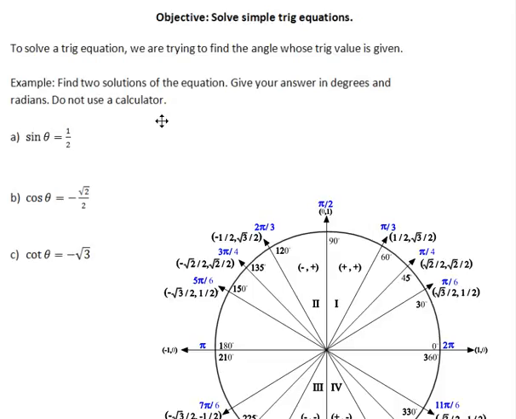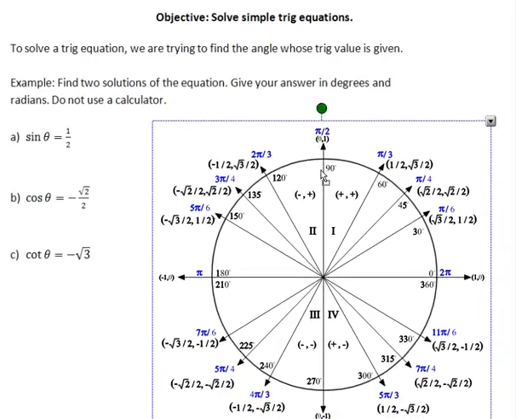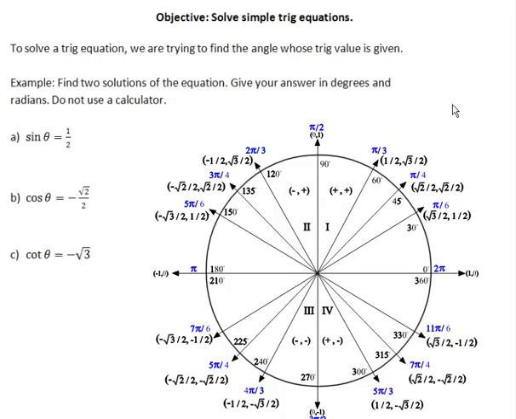So we want to find two solutions of the equation, and we want to give our answer in both degrees and radians and not use a calculator. So if I want to solve sine theta is equal to 1/2, I'm trying to find the angle theta whose sine is 1/2. Well, if I know the unit circle really well, I don't even have to look at this, but if I don't, I might want to think about the unit circle and how it can help me. I'm trying to find an angle whose point on the unit circle has a y value of 1/2. Well, we see that here at pi over 6.